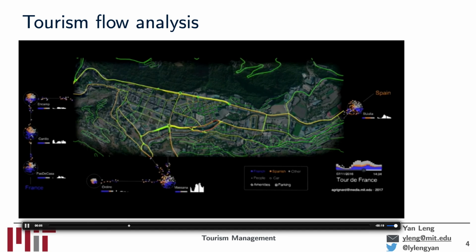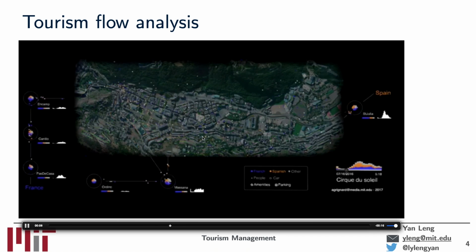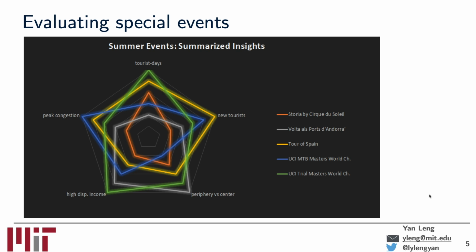For example, what you see now is Tour de France. We can also use this to understand the congestion of Andorra. The redder areas are more congested. We can also use this type of data to evaluate special events. Every year, the tourism department organizes a lot of events to attract tourists. This is an example where I compare the performance of 5 summer events.